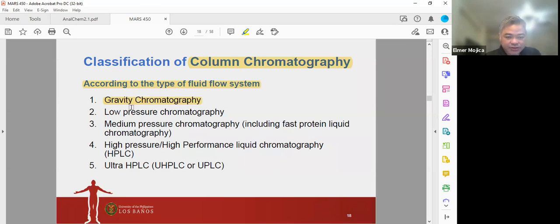After gravity chromatography, we can have the low pressure chromatography, the medium pressure chromatography, including the fast protein liquid chromatography. And then we have the high performance liquid chromatography or high pressure chromatography, which is the main topic in this module. And you also have the ultra HPLC.